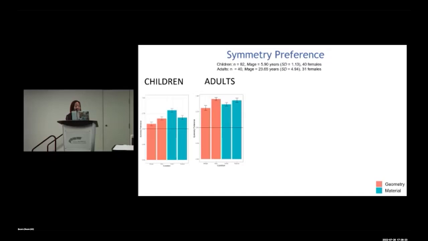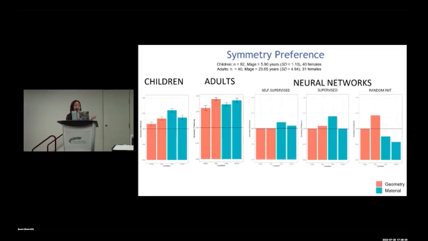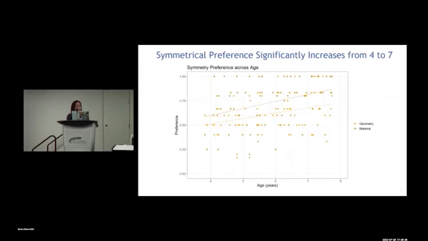And this preference is stronger in adults for texture, size, and shape. For neural networks, even with training, we don't see too much of a significantly above chance preference for symmetry preference. And what's interesting here is that if we look into the ages between 4 and 7 for children, we can see that symmetrical preference also increases significantly across age, again suggesting that this kind of preference in completing 3D objects might have to do with experience and exposure to different objects as we age as well.